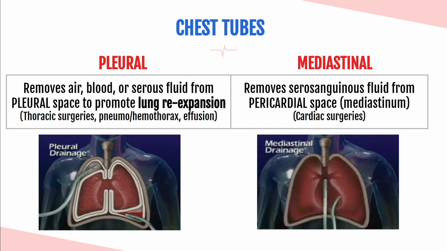On the other hand, you have mediastinal chest tubes, which are not placed in the pleural cavity. They are used to remove serosanguinous fluid from the pericardial space. Usually this is following cardiac surgeries. They want to prevent the development of cardiac tamponade, and they have nothing to do with lung re-expansion. Their only goal is to remove that extra fluid from the operative site.